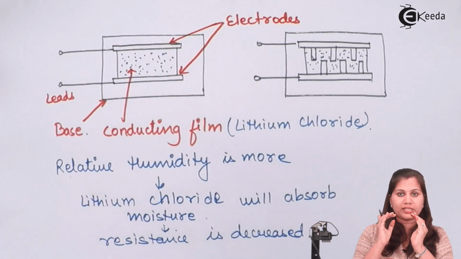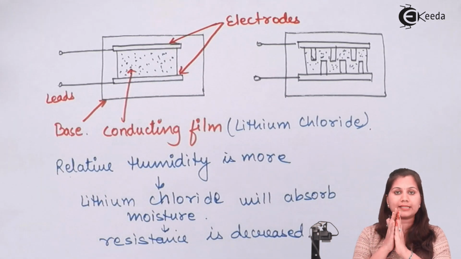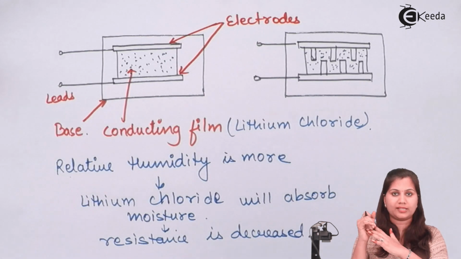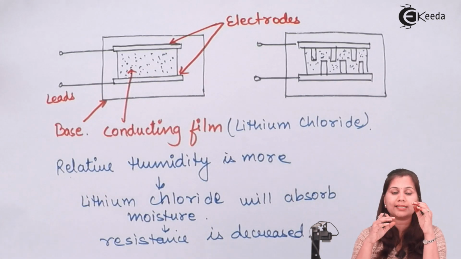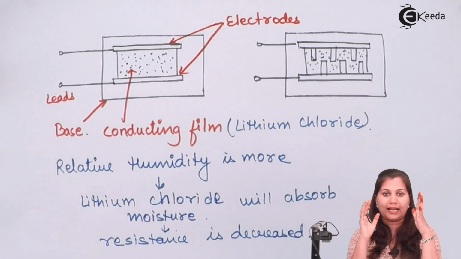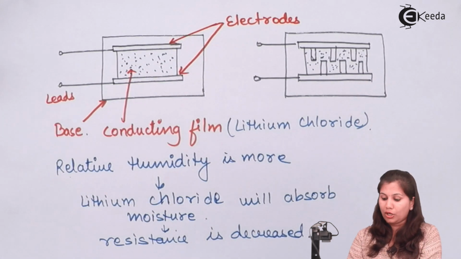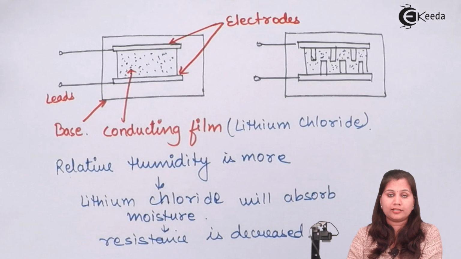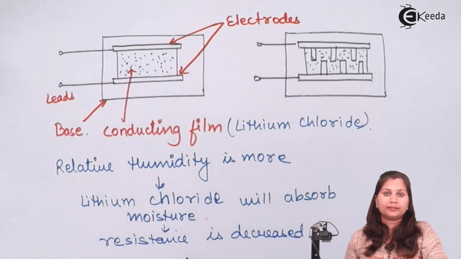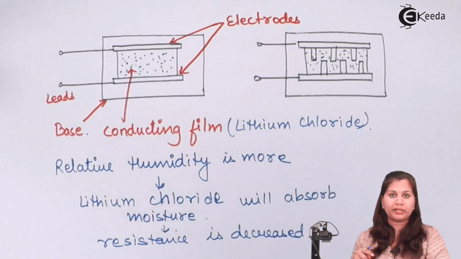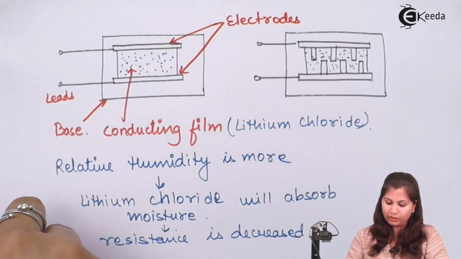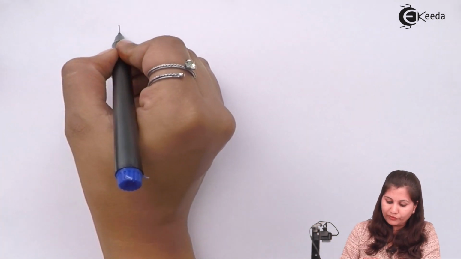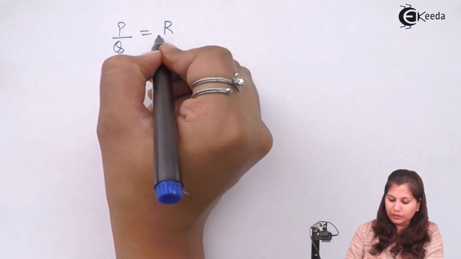The Wheatstone bridge consists of 4 arms, and this bridge is balanced when the ratio of the resistances in the arms is equal, that is P by Q equals R by S. That is the Wheatstone bridge balance equation. So if this resistive hygrometer is connected in one of the arms, as the resistance is changing, the Wheatstone bridge is going to get unbalanced.